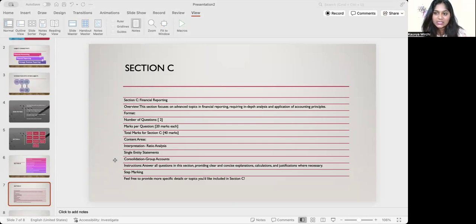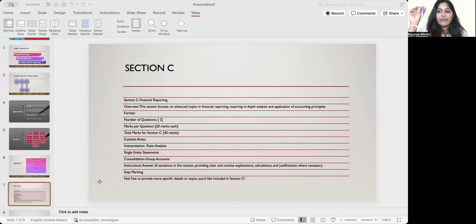So the format is very simple. You'll have 2 questions. Each question will have 20 marks of requirement. So overall section C covers 40 marks. So typically the contents that you can expect is interpretation, that is ratio analysis, and single entity statements, that is preparation of financial statements for a single entity, and then consolidation, that is group accounts, where preparation of financial statements for groups. So any 2 topic out of these 3 can be coming in your examinations.